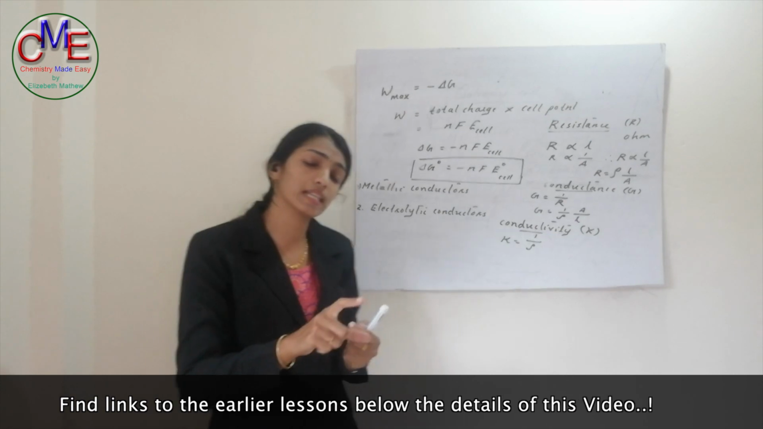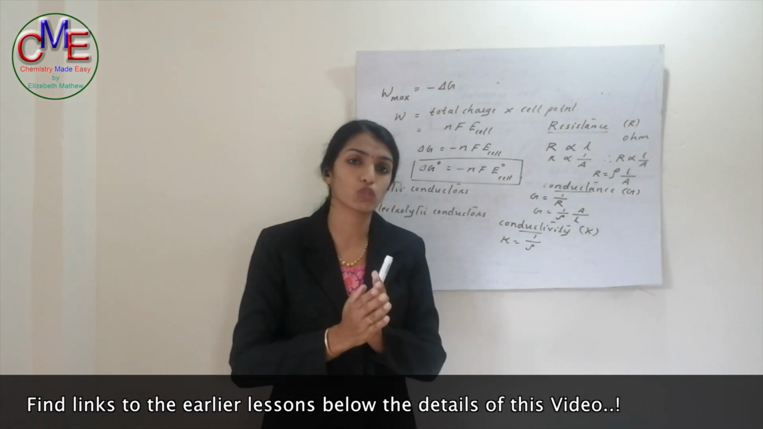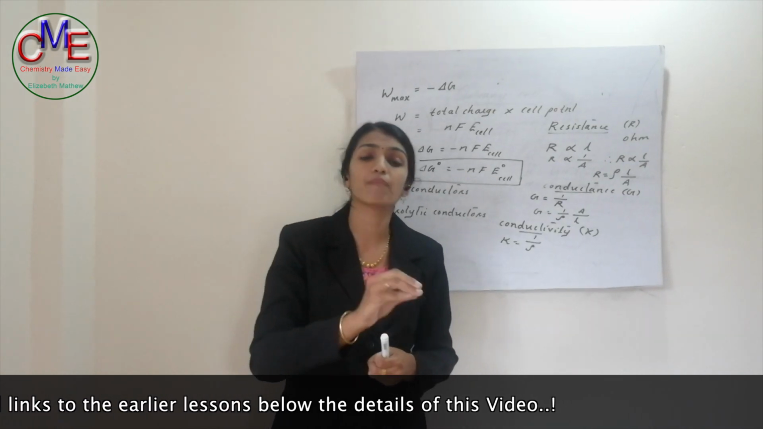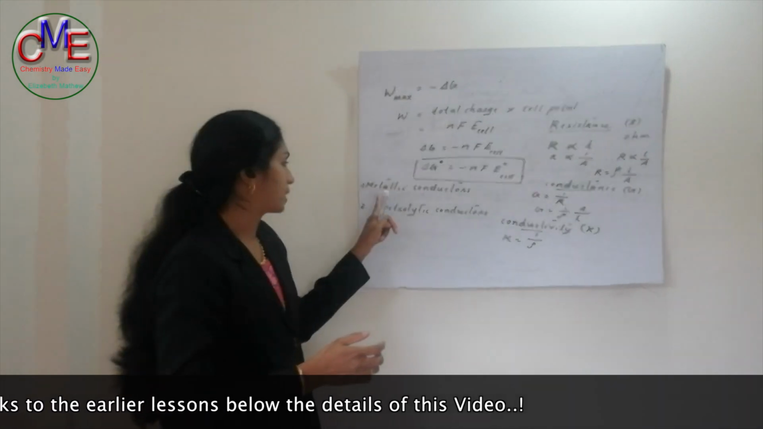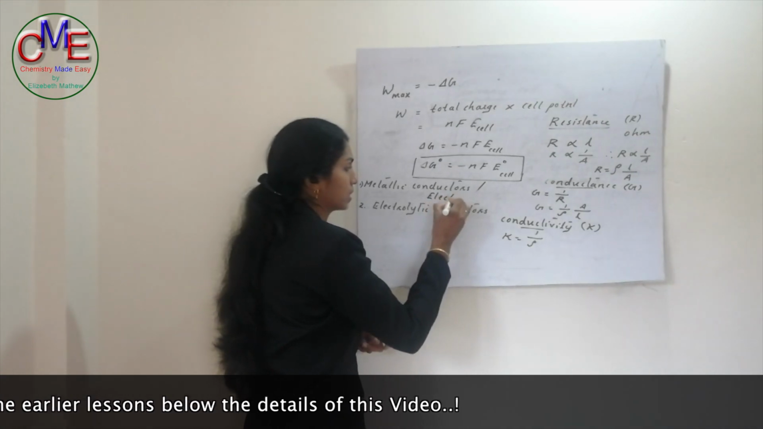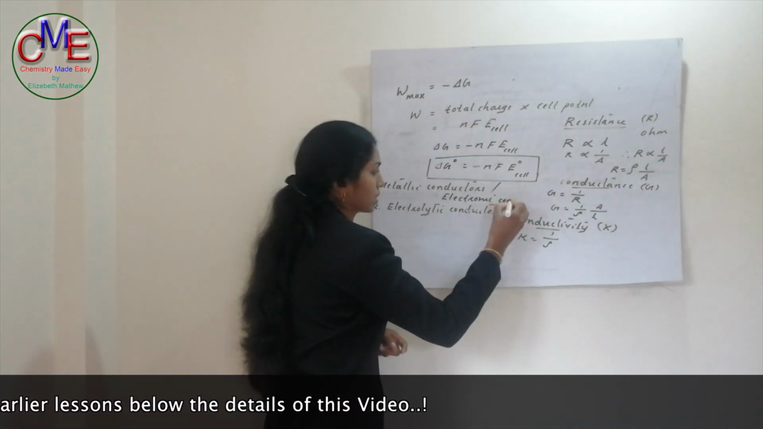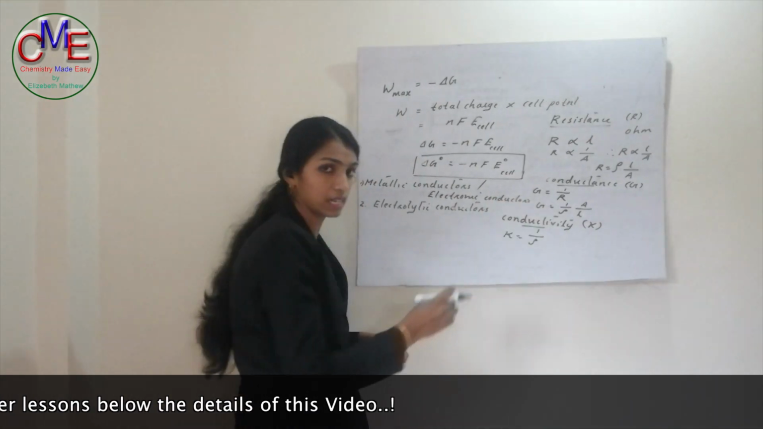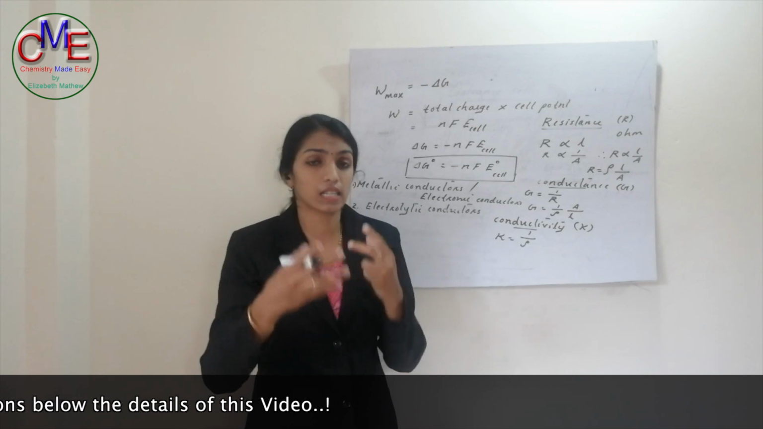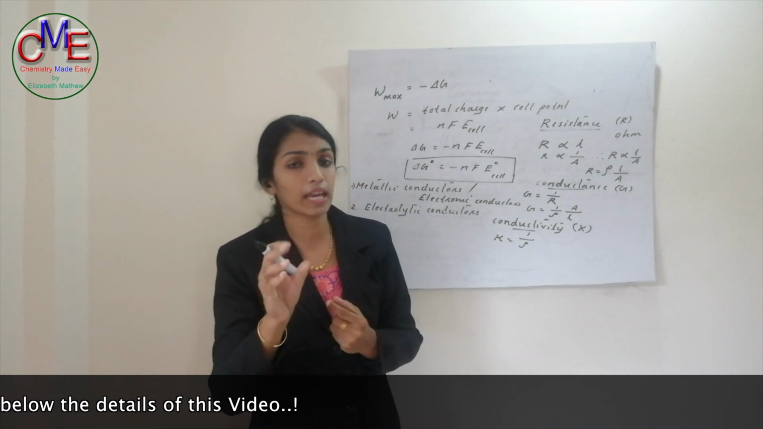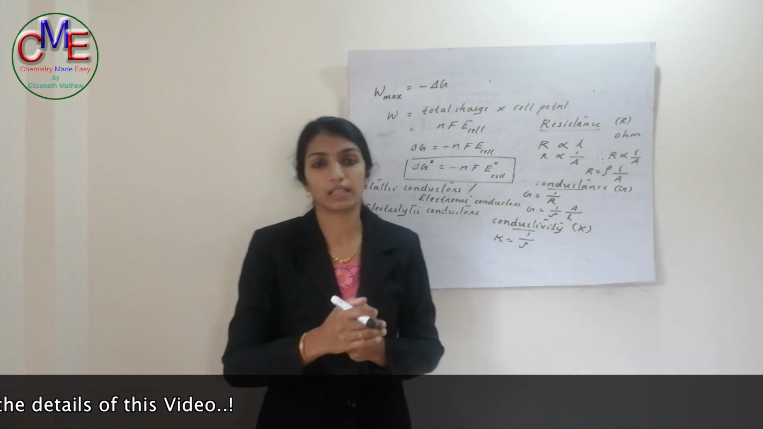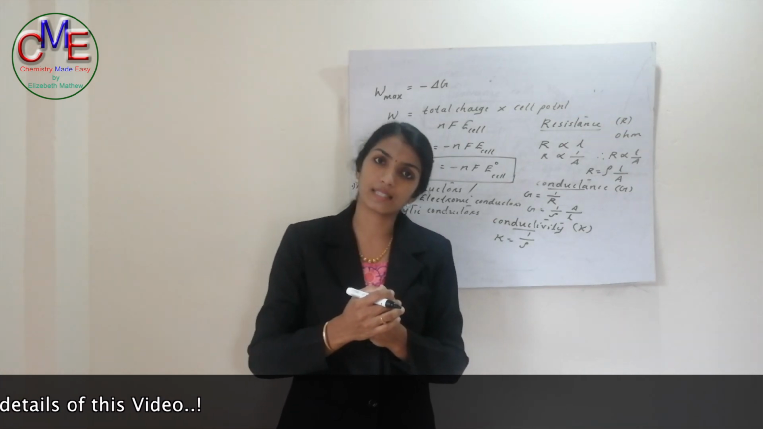In metals, conductivity is due to the presence of free electrons in them. Here, in metals, electrons are the current carriers. So, metallic conductors are otherwise known as electronic conductors. In this type of conductor, metals are the example. In metals, the conducting nature is due to the presence of free electrons in them. Since free electrons are the current carriers, these are otherwise known as electronic conductors.